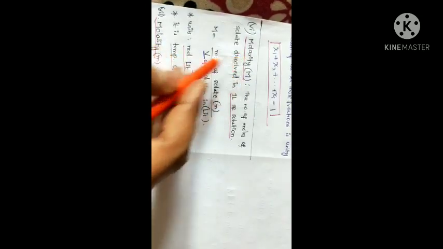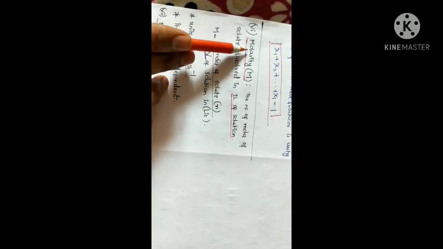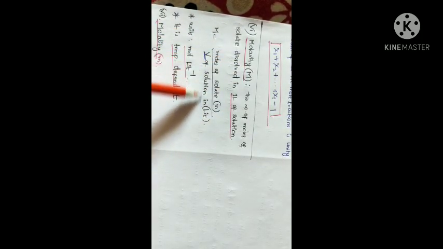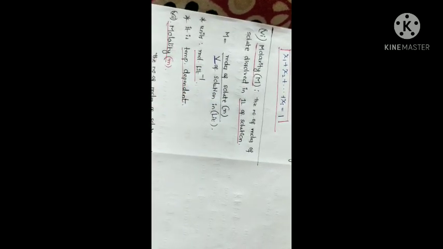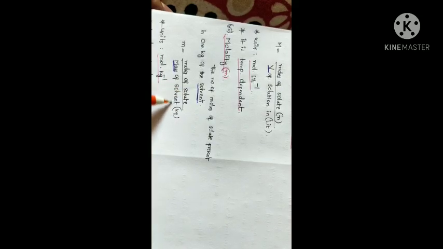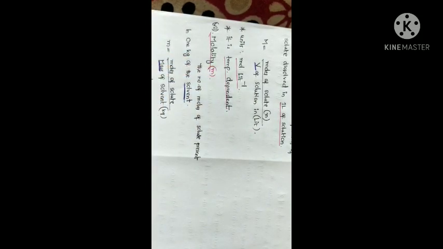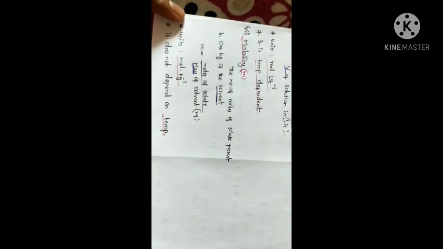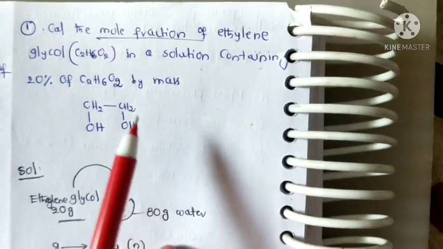So a small difference between molarity and molality. In molarity, the solute is present in the volume of the solution, but in molality, the solute is present in the solvent. And molarity depends on temperature, but molality does not depend on temperature. These are the major differences between molarity and molality. Thank you. So now we will discuss some problems.